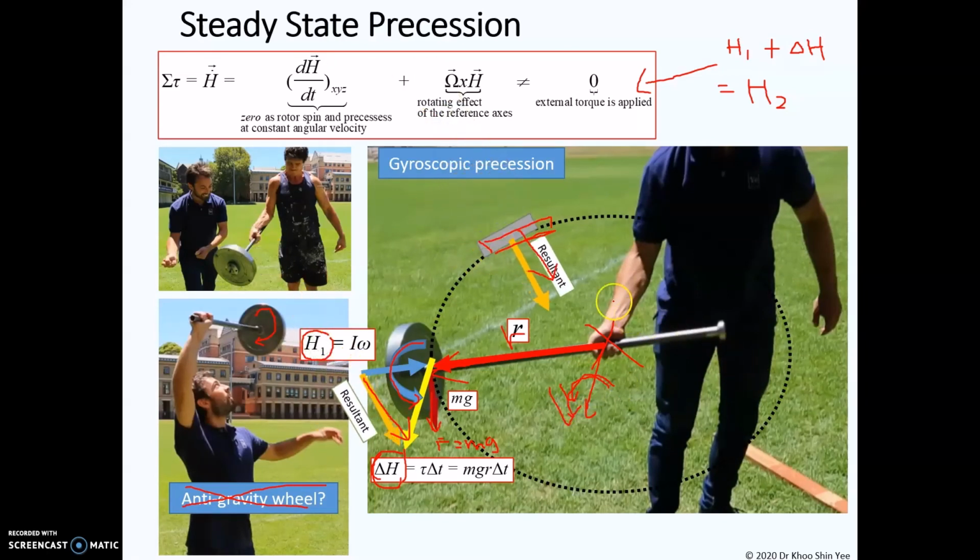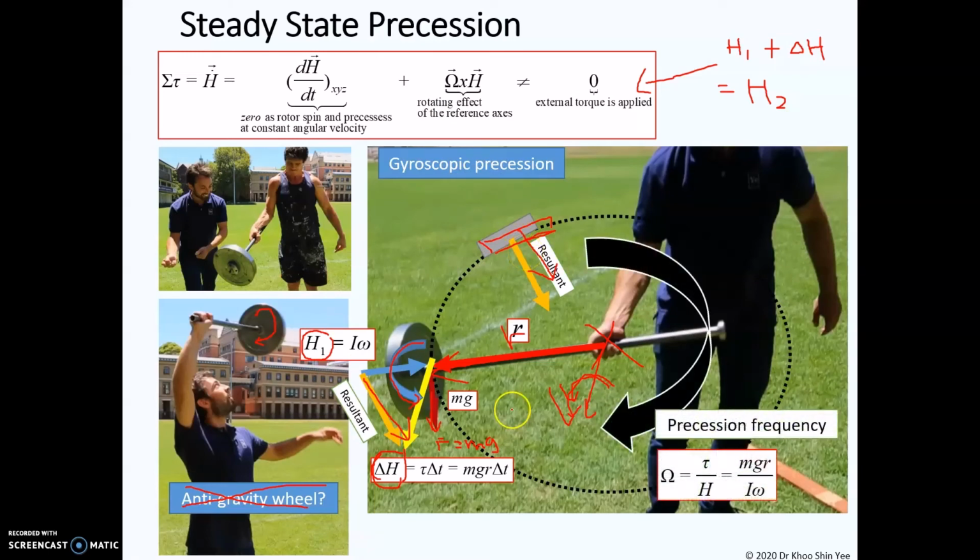So you can see that this is the resultant. You can see the wheel just rotates in a circle instead of falling down. This is known as precession, or what we call the gyroscopic precession. We can compute the precession frequency by using this formula, where the frequency is equal to the torque mgr divided by the angular momentum I omega.